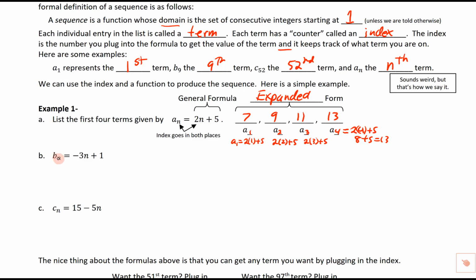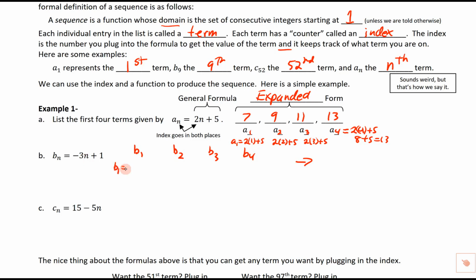We're going to use the formula b sub n equals negative 3n plus 1. So here's what I'm going to write down. I'm going to write down b1, b2, b3, b4, and then I'm going to do some work down below, and then we're going to write the answer over here. So here's what we do on this one. We're going to put a 1 right there, and that means we're going to put a 1 right here.